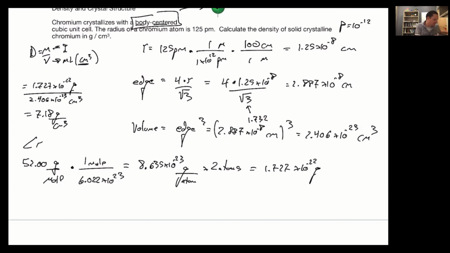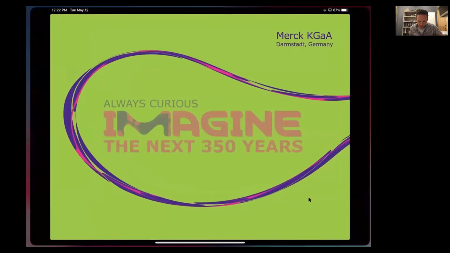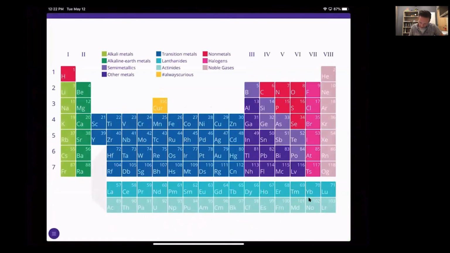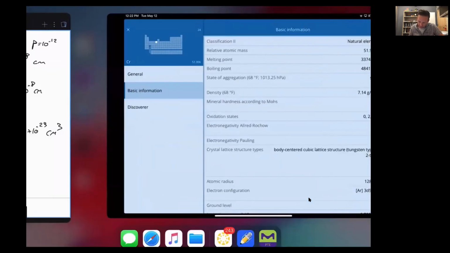I took this problem from... I don't remember where I took this from. Might be, is it the blue box at the back? No, that wouldn't make sense. That would be a multiple choice problem. Well, anyway, we could go look up the density for chromium. I got a periodic table here somewhere. Density right there in the middle, 7.14.